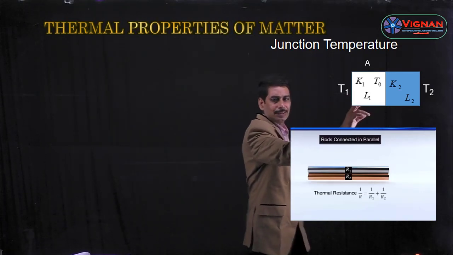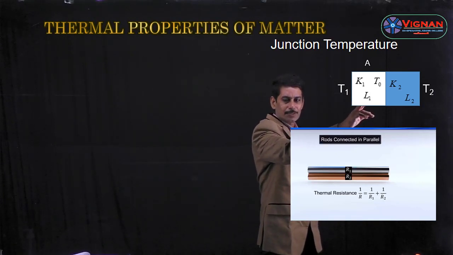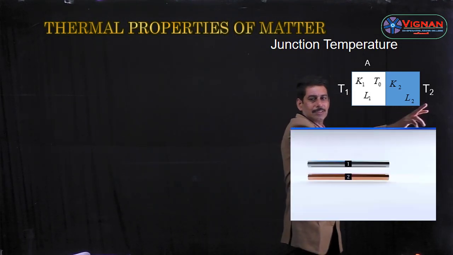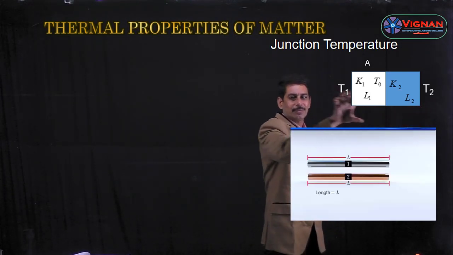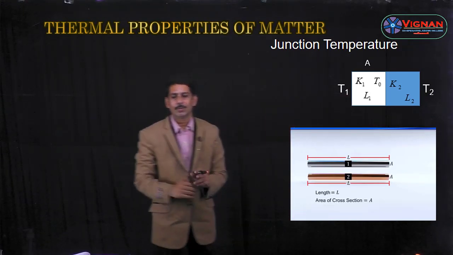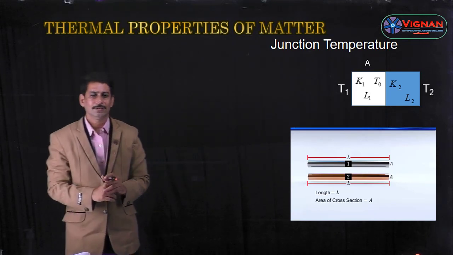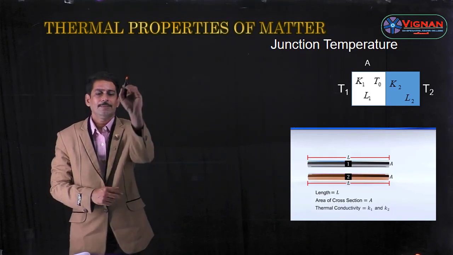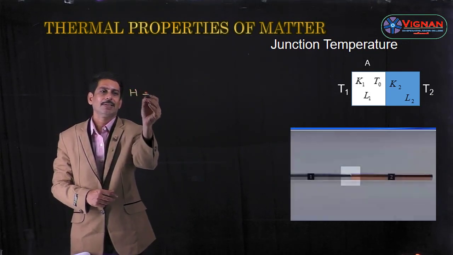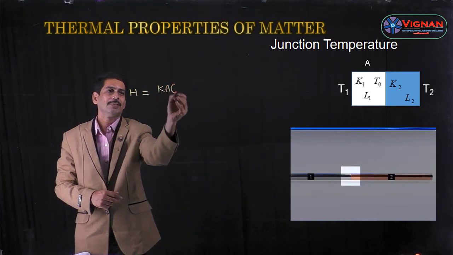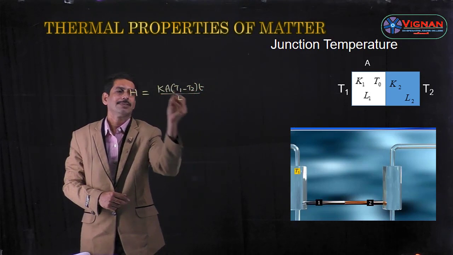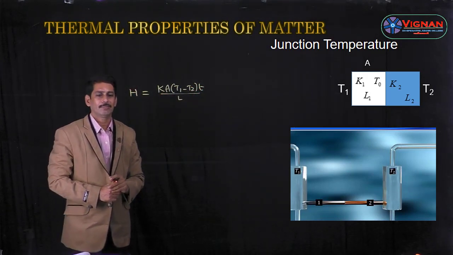At the junction, let us consider the temperature is T0. So T0 is the junction temperature, T1 is the temperature at one end, and T2 is the temperature at the other end. Let us consider the area of cross section of these two slabs is the same, let it be A. Now we are going to derive the expression for junction temperature, and we know the expression for the amount of heat energy flowing in T seconds is H is equal to Ka (T1 minus T2) into T by L.